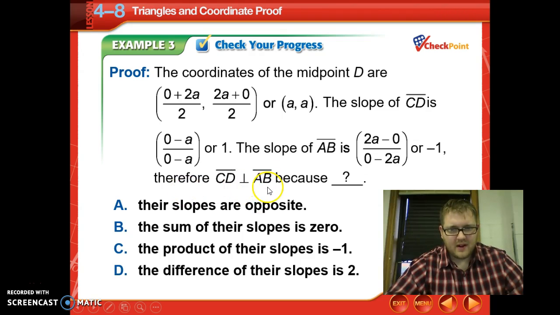CD and AB are perpendicular because why? Is it because their slopes are opposite? You have a positive and negative. Is it because the sum becomes 0? Is it because the product is -1? Or is it because the difference is 2? Hopefully, as I mentioned earlier, you chose C, that the product of the slopes is -1.